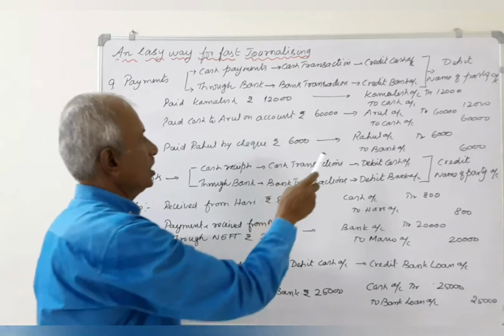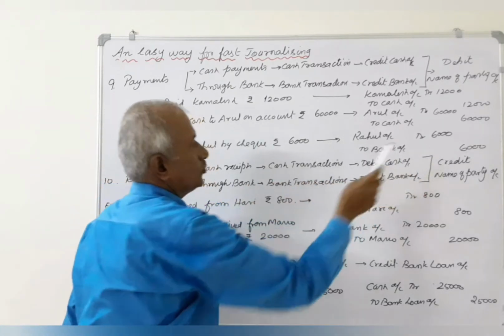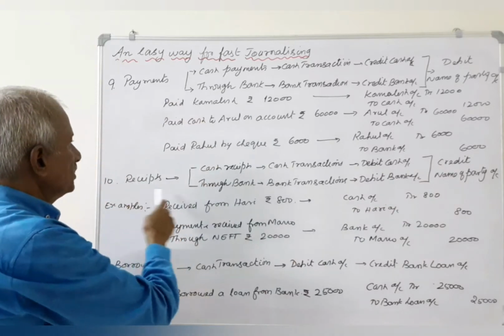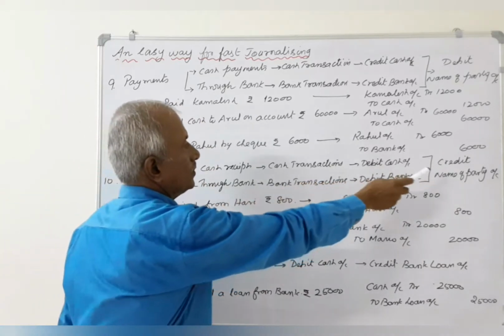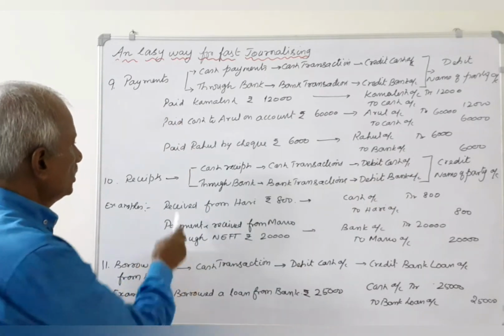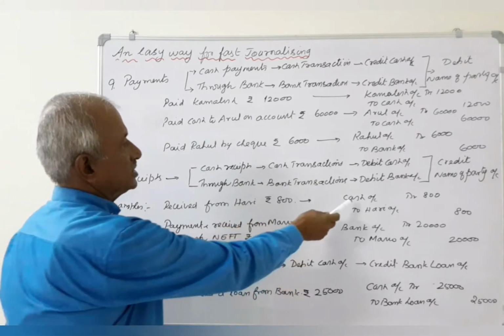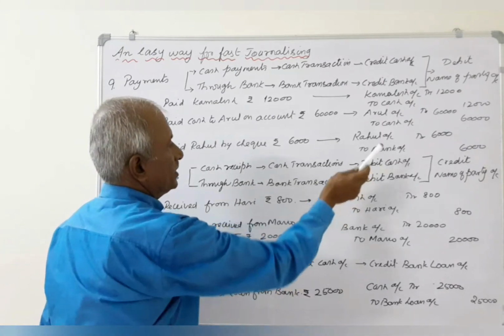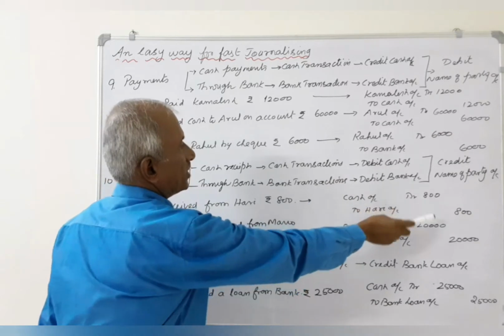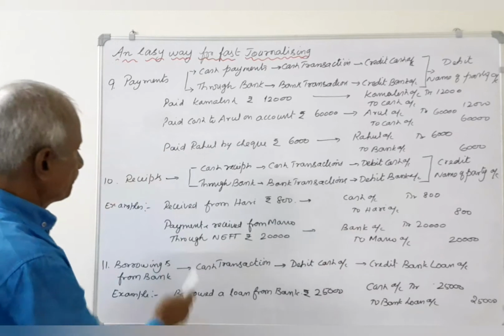So the journals are: for cash receipts, cash account debtor to name of the party. For receipts through bank, bank account debtor to name of the party. Let us see examples. Received from Hari 800. It is a cash receipt. Cash comes in. Debit cash account. So cash account debtor 800. Credit name of the party, to Hari account 800.